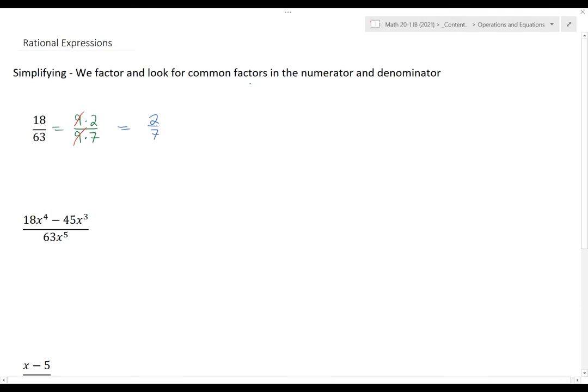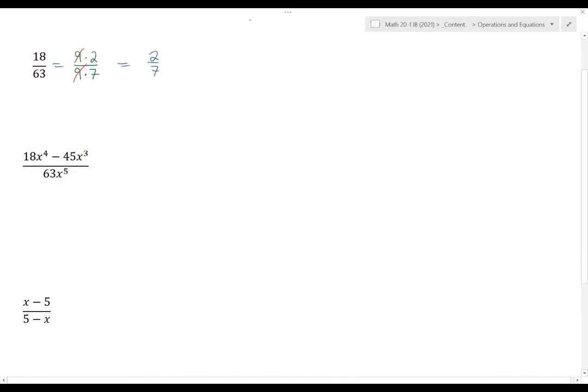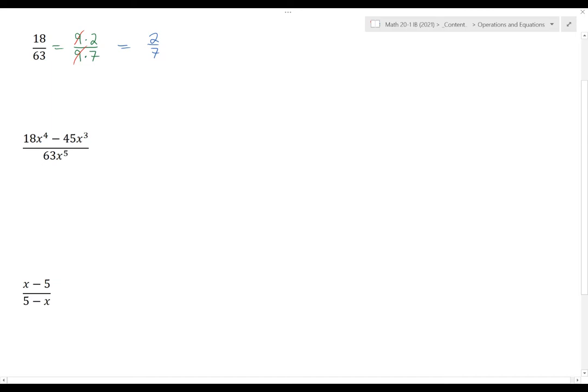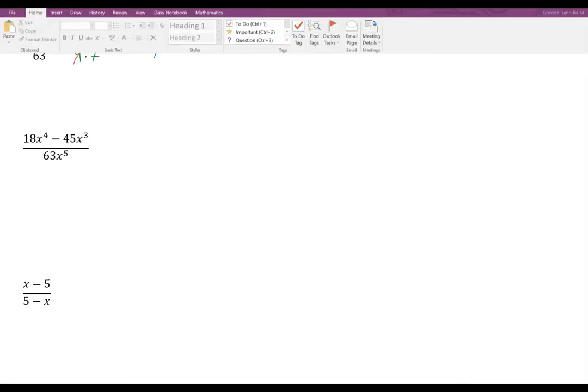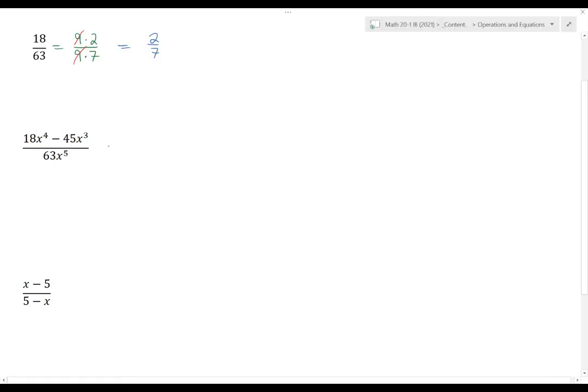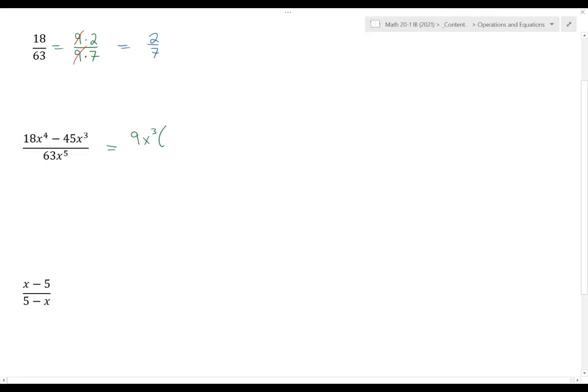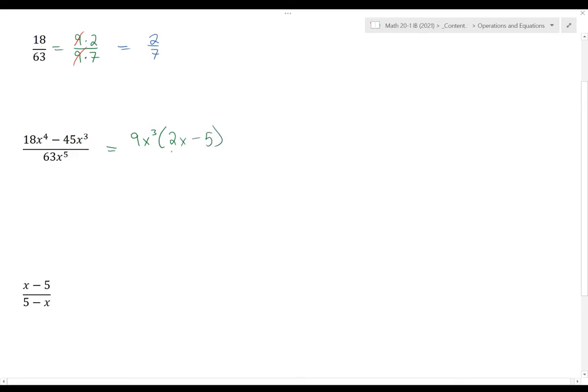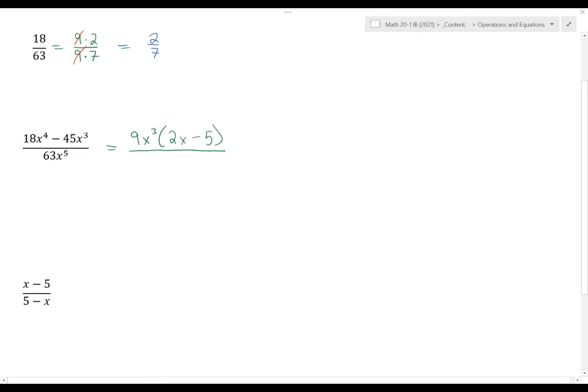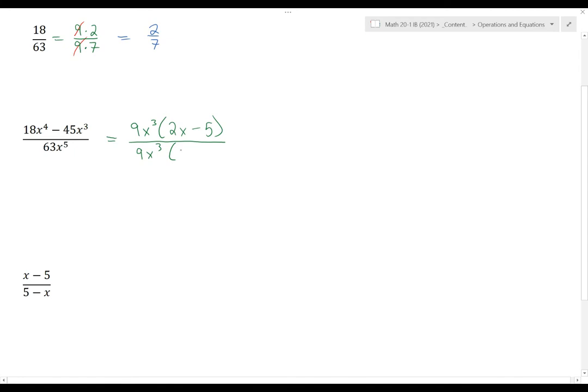So that's essentially the same principle once I have variables. I'm looking for common factors, which means I need to factor. So in this first example, if I look at that numerator, there is a common factor of 9x cubed. And once I factor that out, I have 2x minus 5. And in the denominator, well, 63x to the power of 5 can be factored in a number of different ways, but specifically here, because I had 9x cubed in the numerator, and I do have 9x cubed as a factor of the denominator, I'm going to write this as 9x cubed times 7x squared.